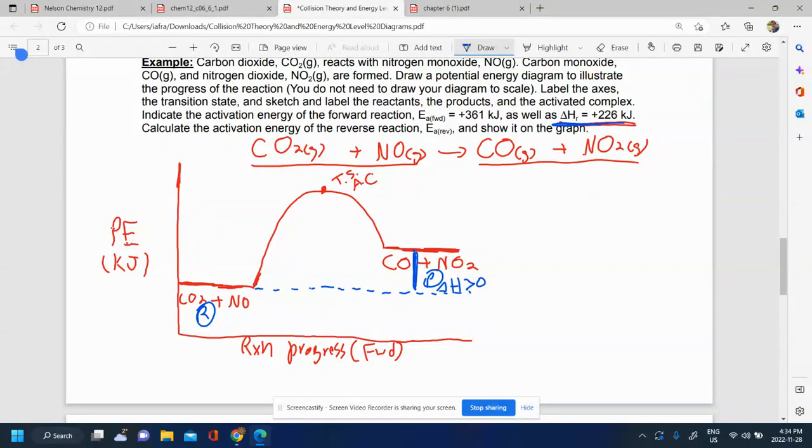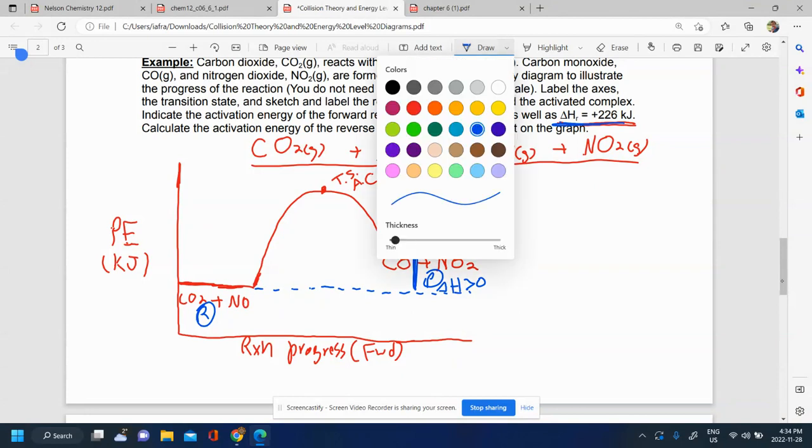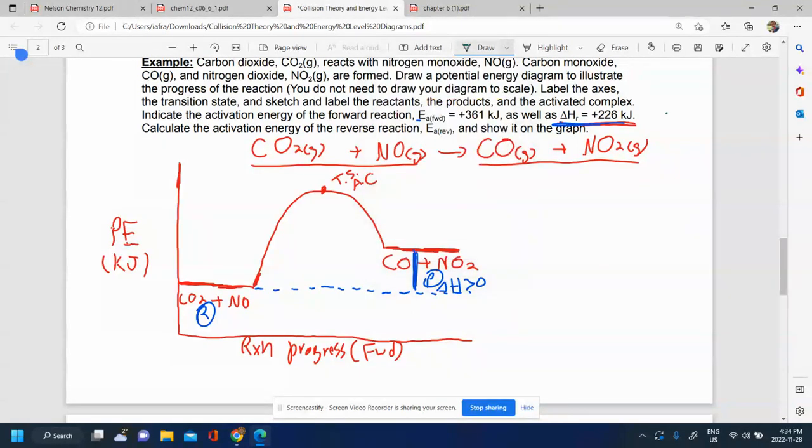We are also told our EA of the forward reaction. So let's label that one in green. So EA of the forward reaction is from your reactants all the way up to the highest point, all the way up to the transition point. So this is EA forward.